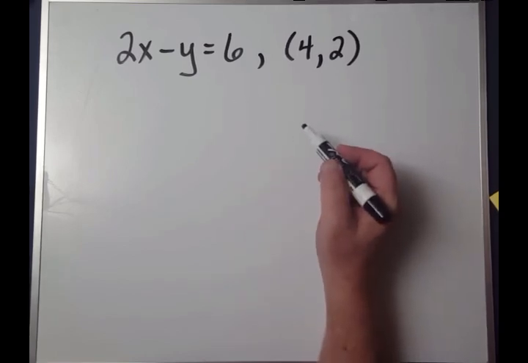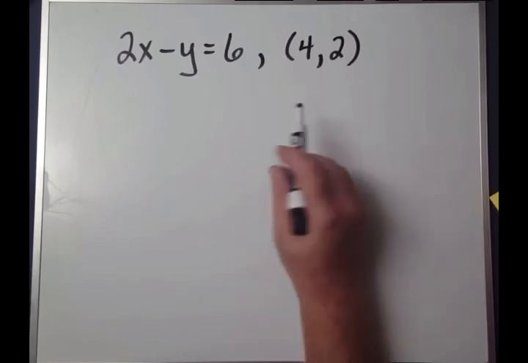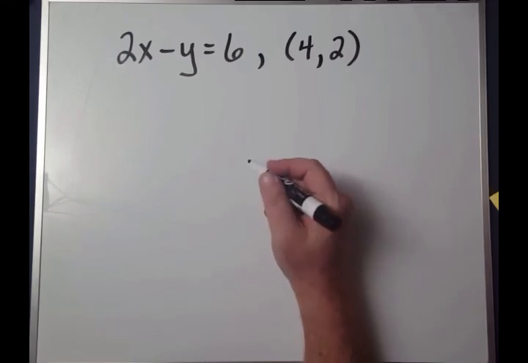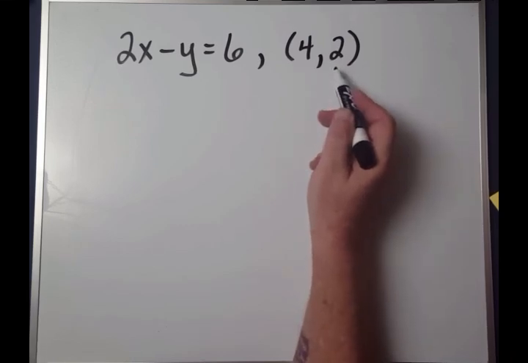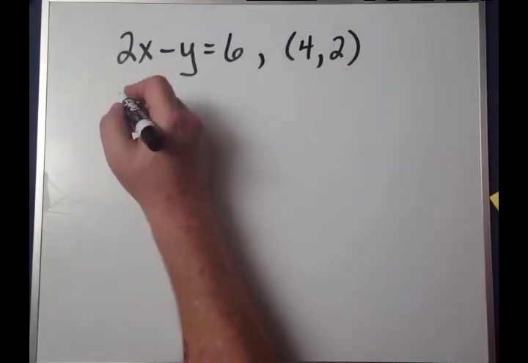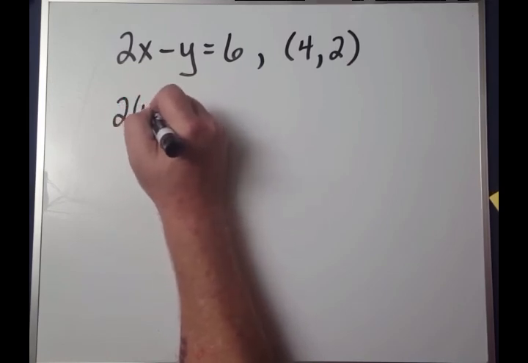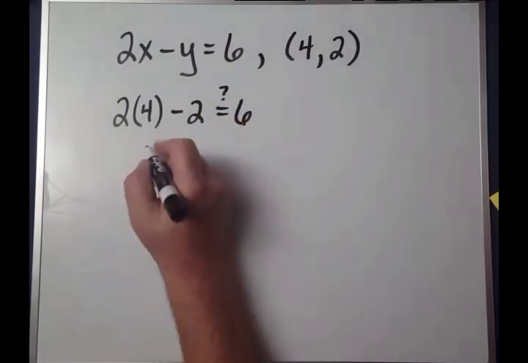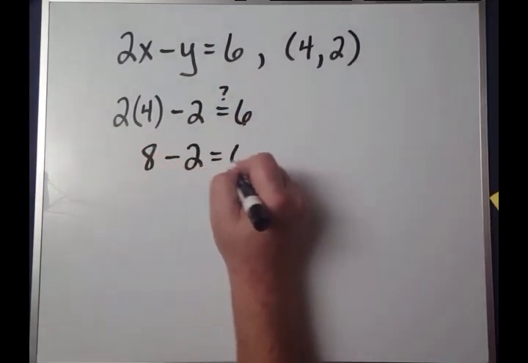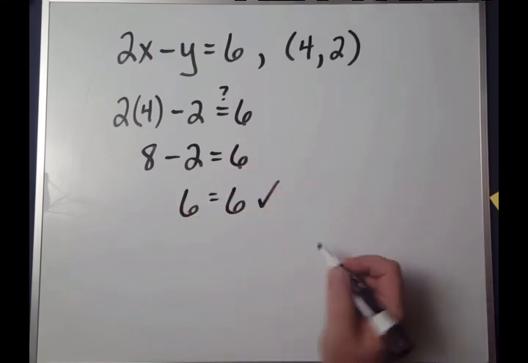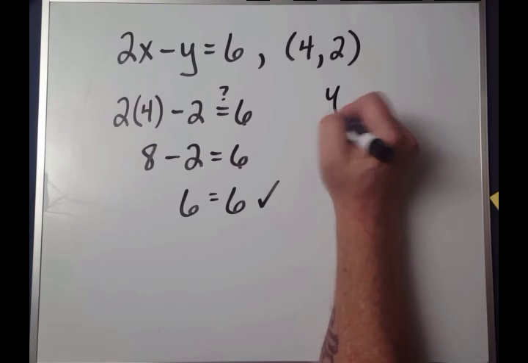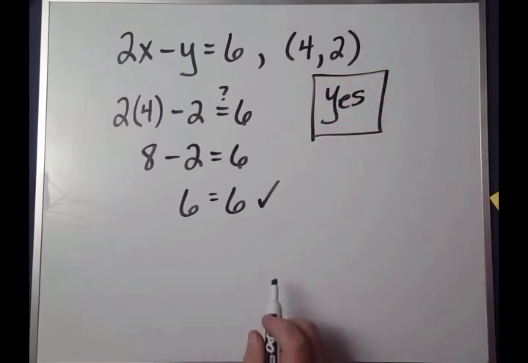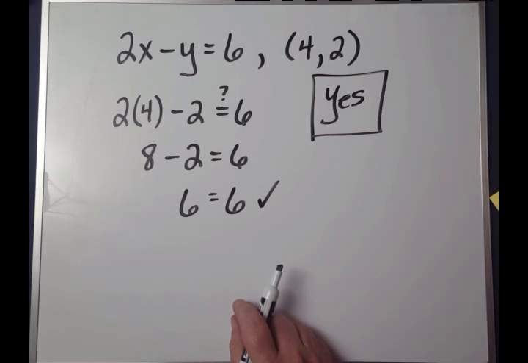So here in number 20 it says decide whether the given ordered pair is a solution of the given equation. This tells me plug 4 in for x, plug 2 in for y, and see if it makes the original statement true. I think you can already see that checks, and so yes, the ordered pair 4, 2 is a solution to this equation. Number 22.